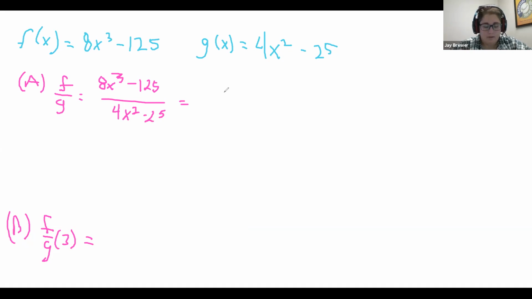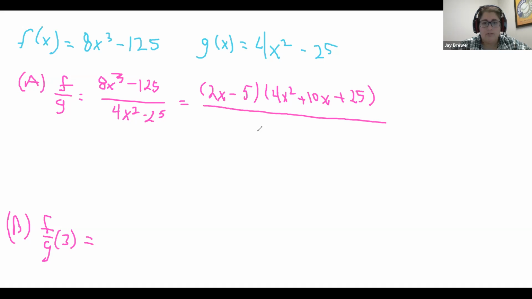So, all right, for the top, we know that that's a difference of 2 perfect cubes, which means we can go ahead and factor out 2x minus 5. And then we would have 4x squared plus 10x plus 25. And if you forget how we did that, feel free to go back into your notes or into our videos and watch the section about perfect cubes.